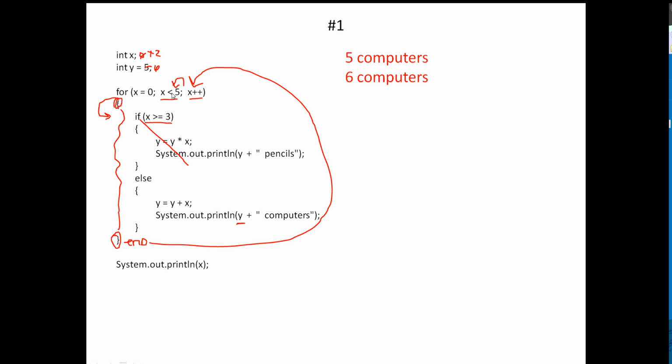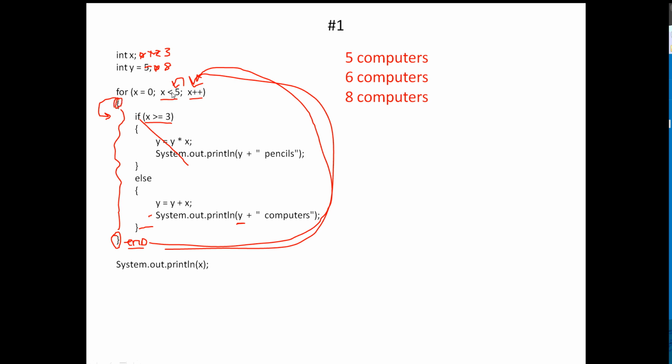2 is still less than 5, so we jump into the loop, and 2 is not greater than or equal to 3, so we skip the if and go to else. So y is being added to x again, so we have 8. Then we go down to the next line and we print 8 computers. Now we're done with the if-else structure. This is where we're done, and now we're at the end of the loop, so we go back to the for loop and we increment to 3.